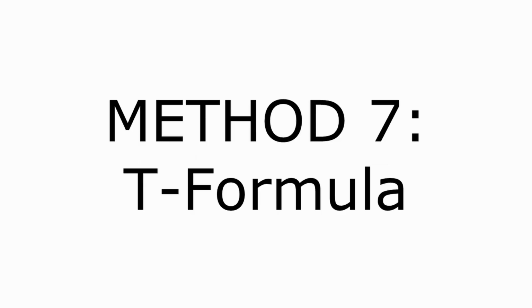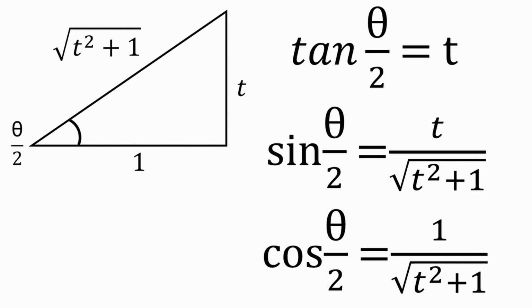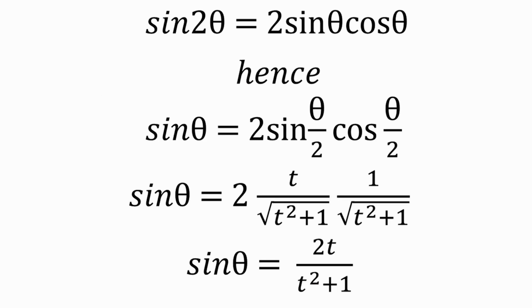Method 7. T-formulae. The t-formulae are based on a very simple substitution that can make difficult integrals and trigonometric equations easier to solve. It is simply t equals tan theta over 2. This can be seen from the following triangle. Using the double angle formulae, we can derive the formulae for sine theta and cos theta in terms of t.